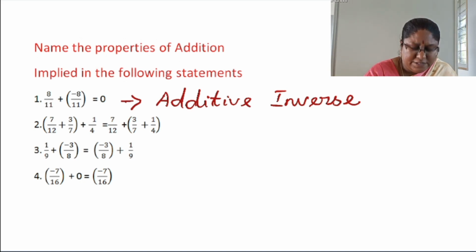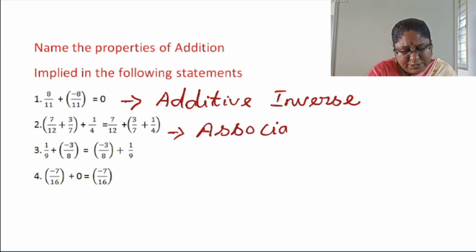Next, what have they given? 7 by 12 plus 3 by 7 plus 1 by 4. The first two numbers are in a bracket on this side, and on the other side the last two numbers are in a bracket. So which property is this? Associative.